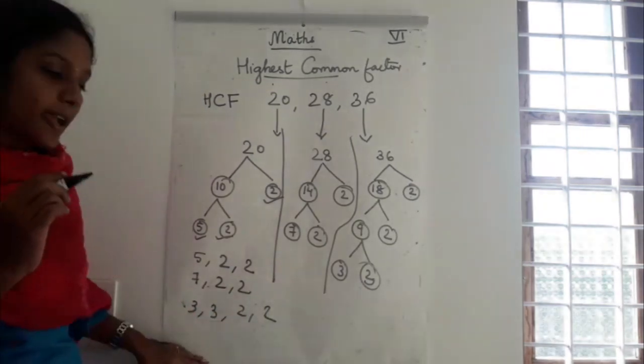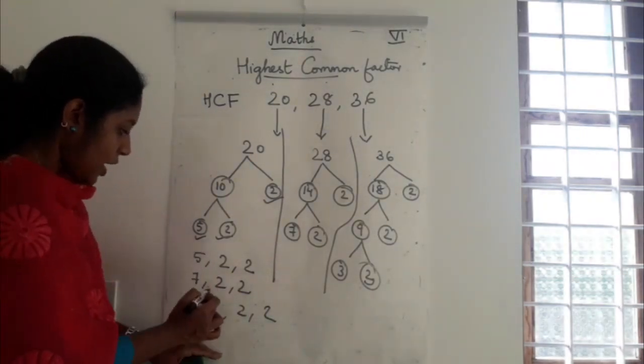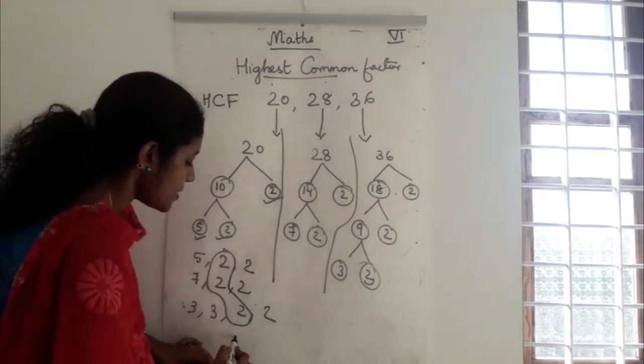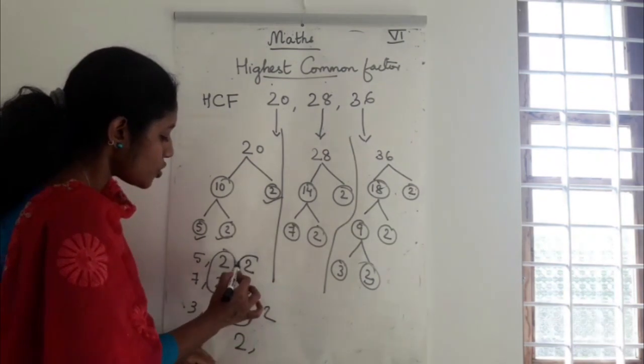Okay. Now we will find the common factor. 5 is not common. 2 is common, since it appears in all 3 numbers. So 2 is a common factor. Then there is one more 2, which repeats.